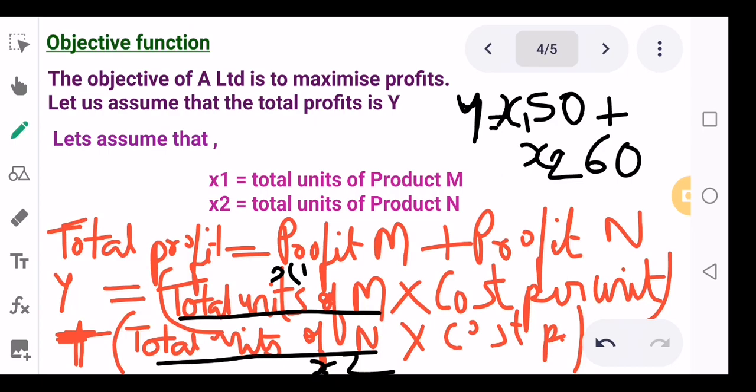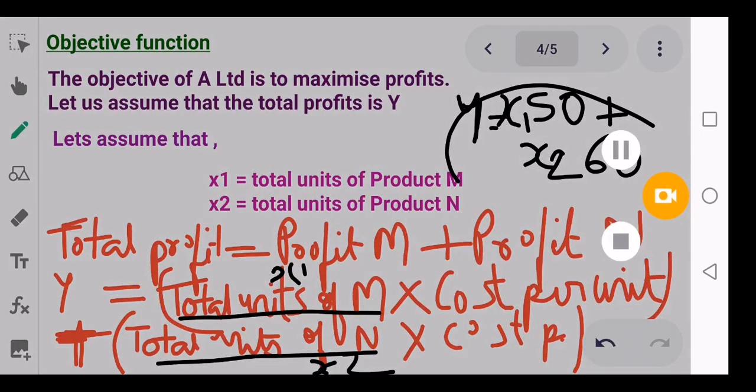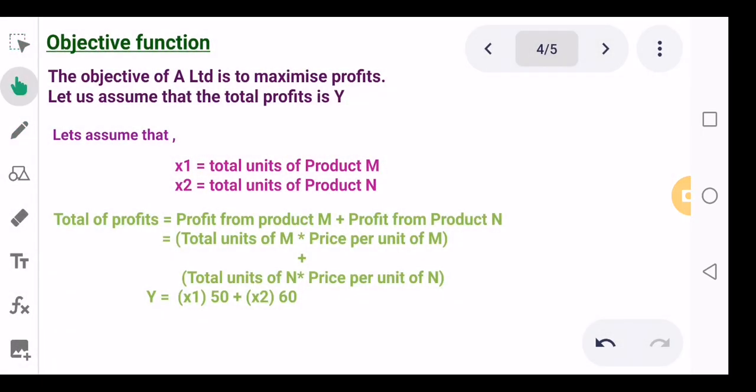So this is the objective function, and this equation is called the objective function. Let me put it down a little neatly. Okay, I have written this neatly. Total of profits is equal to profit from product m plus profit from product n, which is equal to total units of m into price per unit of m plus total units of n into price per unit of n.